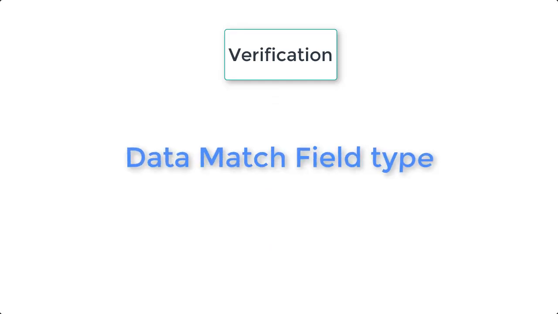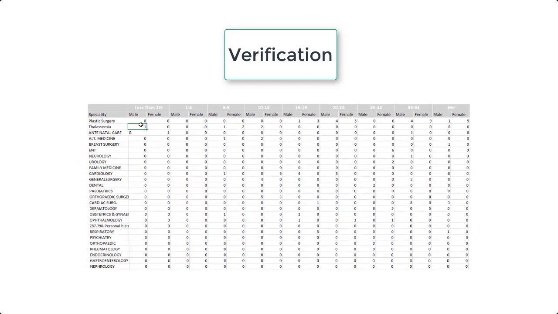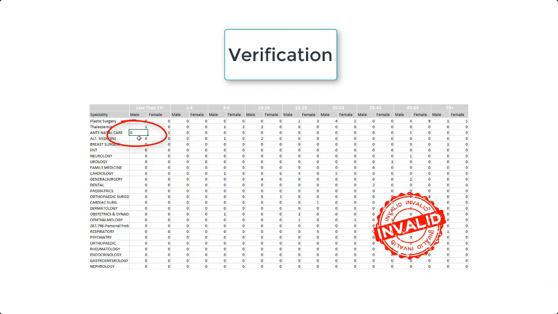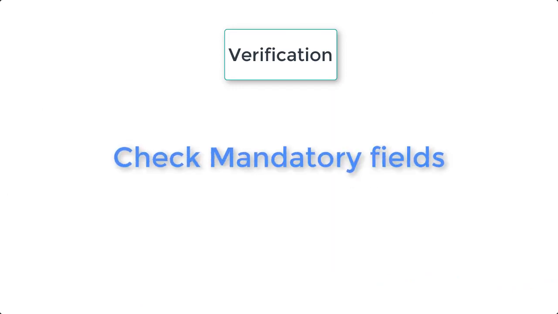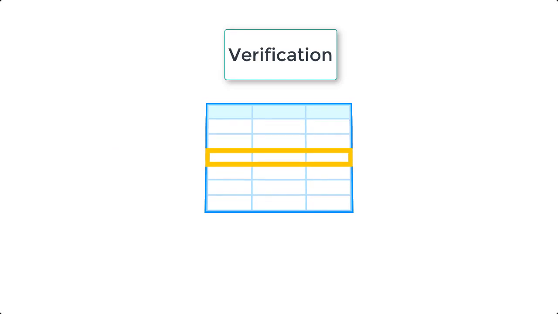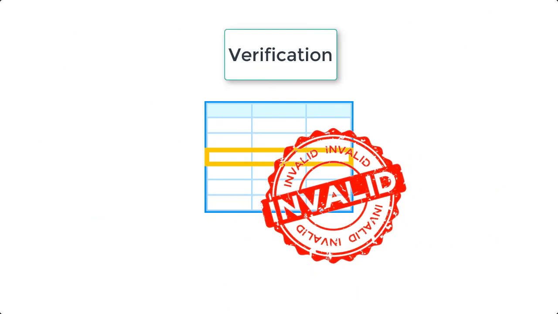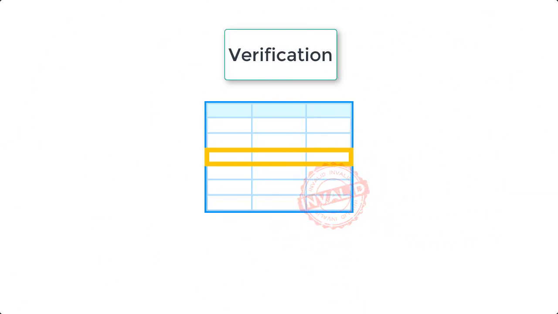Make sure all report data match field types. If the field has type numbers, then the verification process will make sure that only numbers are inserted in this field. Make sure all mandatory fields are filled. If a mandatory field has no entry in one of the report data rows, the verification process will fail.